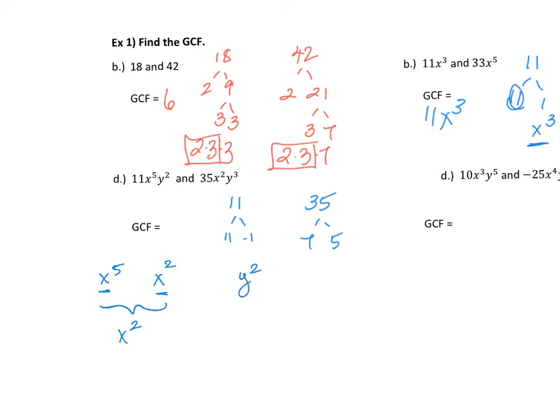And then y squared and y cubed. Between them both, the greatest amount they both have is 2 of them. So together, since the coefficients had nothing in common, we just put together x squared y squared. That's the largest thing that you could divide out of both of them. All right, what's on this next page?